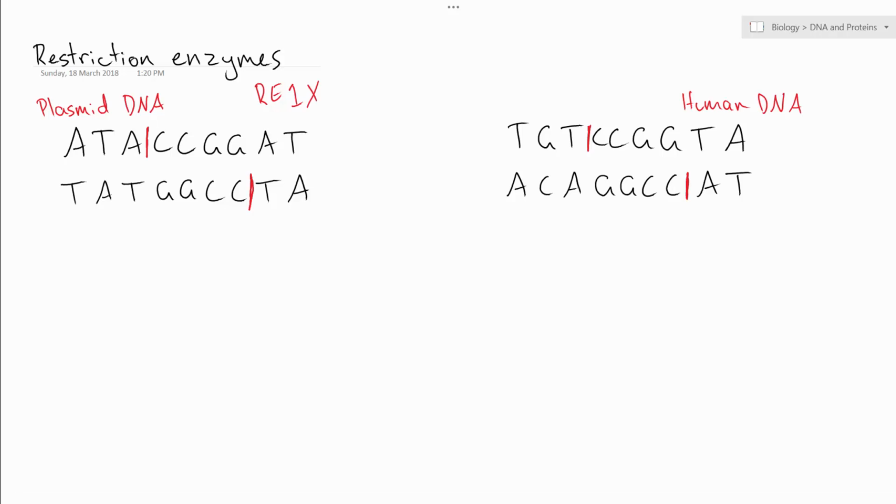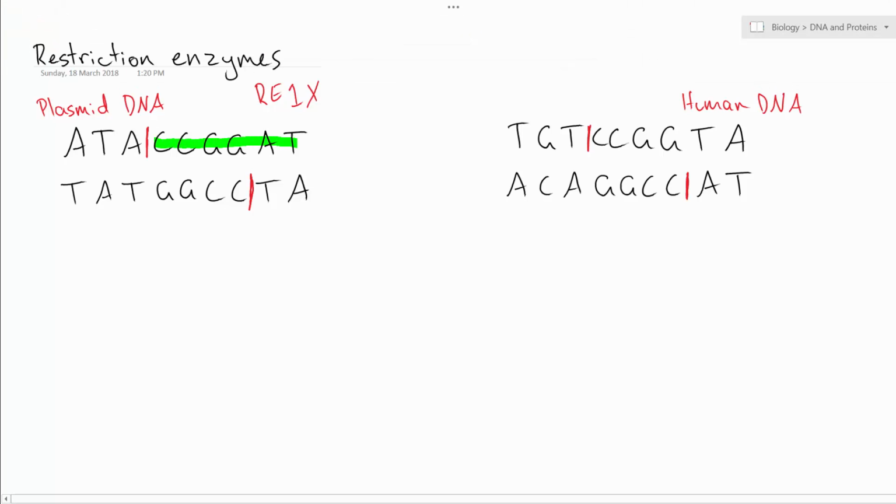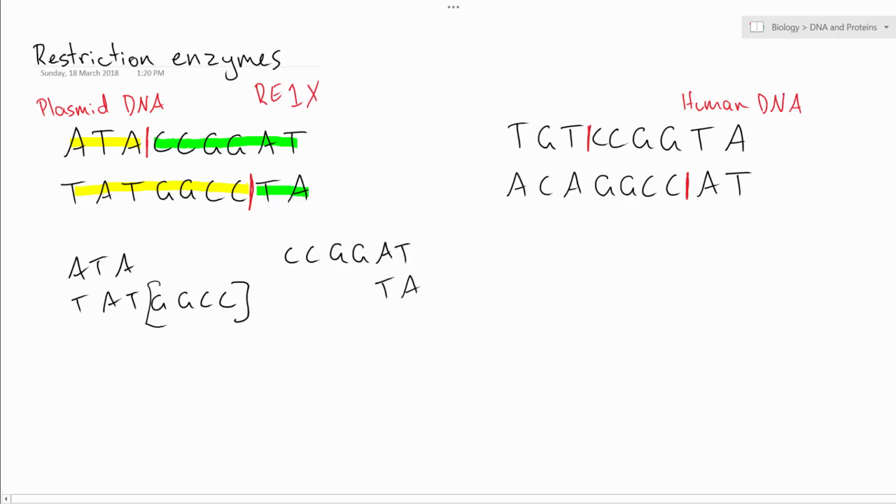Once this has occurred, it creates something called sticky ends. If I highlight the way that it's been cut, we're going to get this overhang. We see our GGCC on each of those different segments now overhangs, and if we split up quickly TATGGCC, our two segments are now going to look something like this. So we can see we've got these overhangs like so.